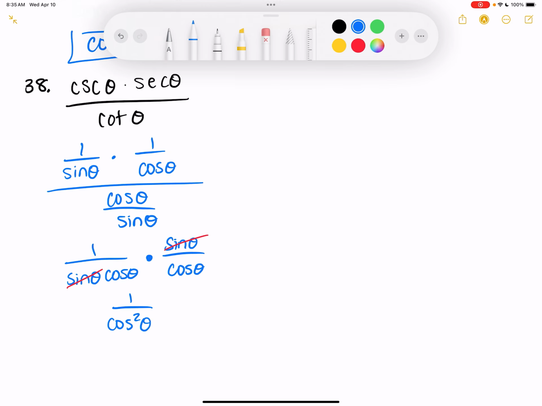And what's another way I could rewrite that? Because I don't want it left that way, since it's 1 over. If you just had 1 over cosine, what would you tell me that's equal to? Secant, and this one is squared, so this is just going to be secant squared theta.